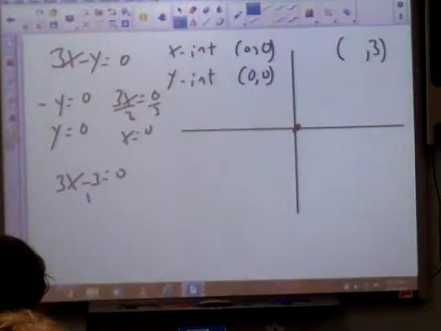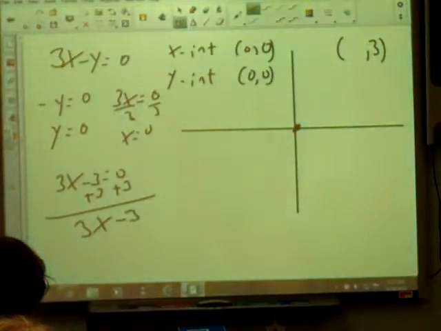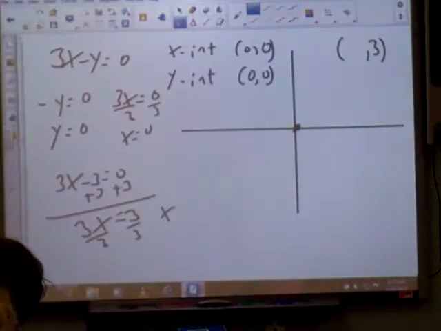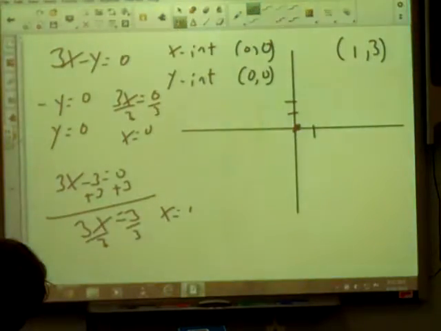Here's what I was talking about. To get a small number, you would add that 3. 3x is 3. So x is 1, right? So I would go right 1 and up 3. And there would be the line.